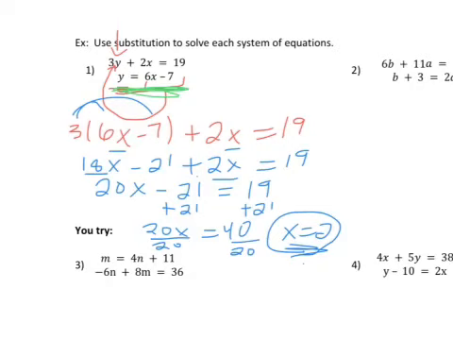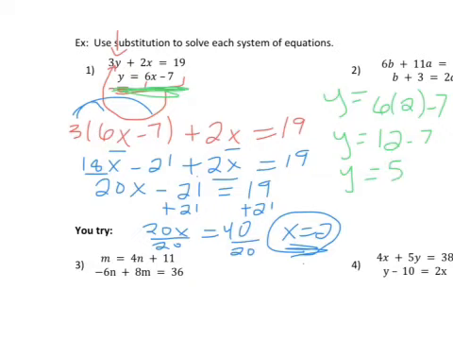So if I substitute in, I'm going to have y equals 6 times 2 minus 7. And now if I just use my order of operations, 6 times 2 is 12. 12 minus 7 is 5. So now I've got my full solution. When I write it out, my full solution, the x-coordinate is 2, the y-coordinate is 5.